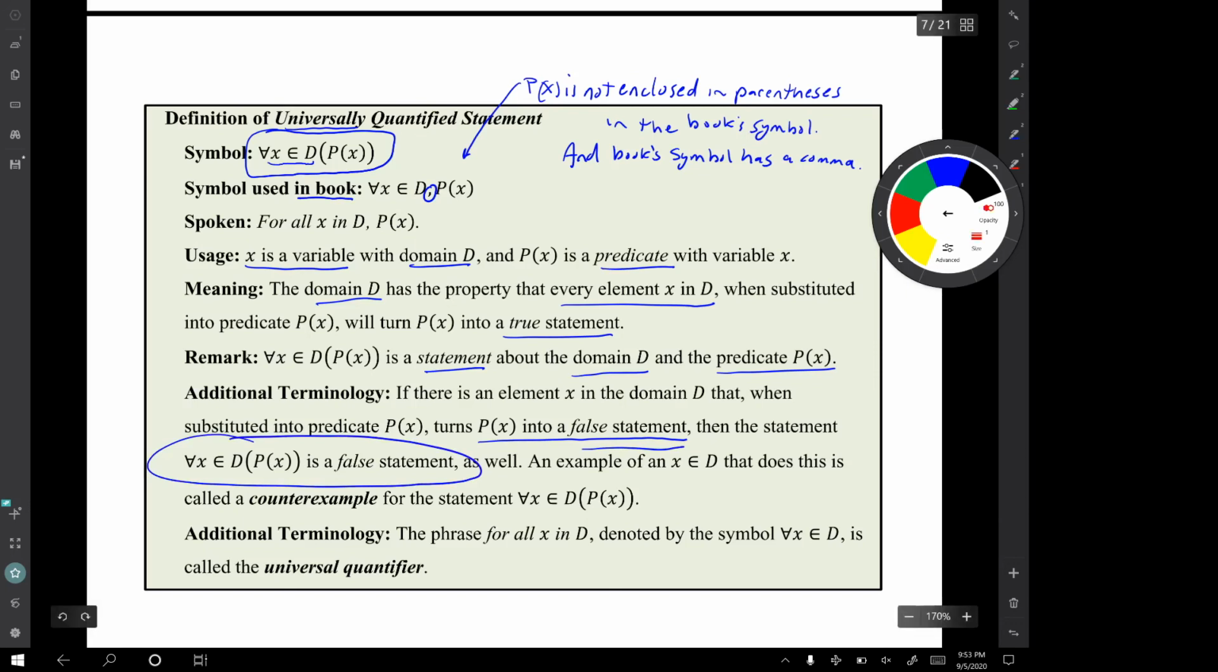This statement says every element of the domain will make p of x true. Well, if it turns out that there's an element in the domain that turns p of x into a false statement, then this is a lie. So if you do have an example of an element x in the domain that makes P of x a false statement, that's what's called a counterexample for this statement. Now, a little bit of additional terminology. This phrase, for all x in D, which is denoted by this symbol, is called the Universal Quantifier.